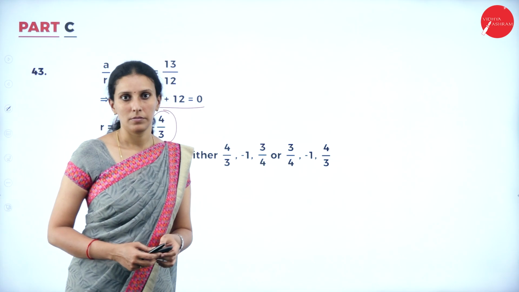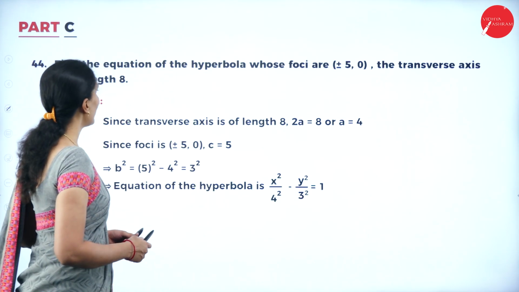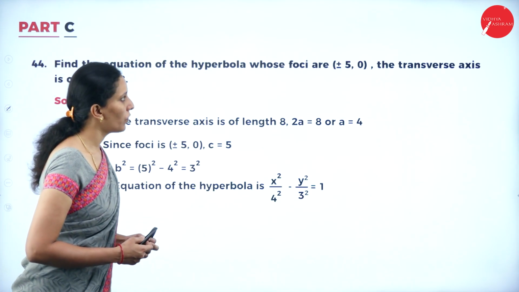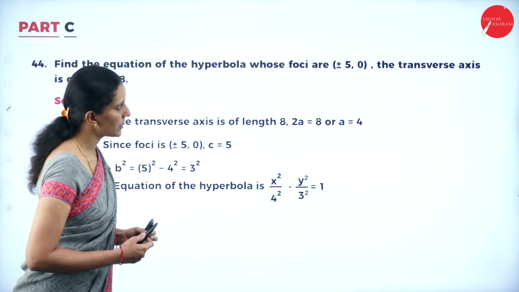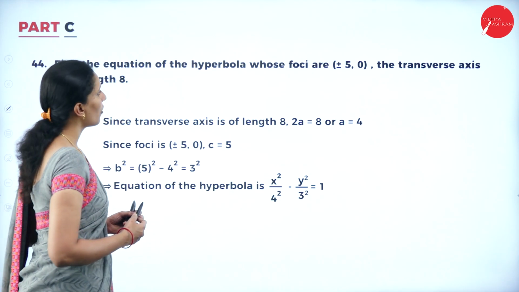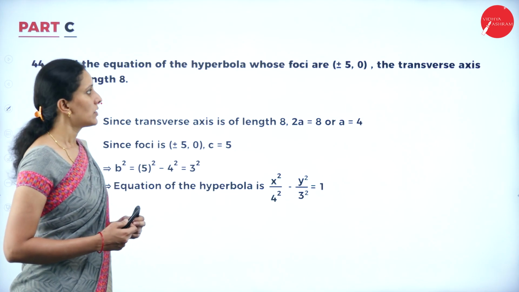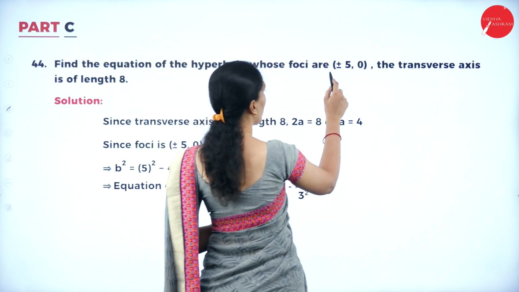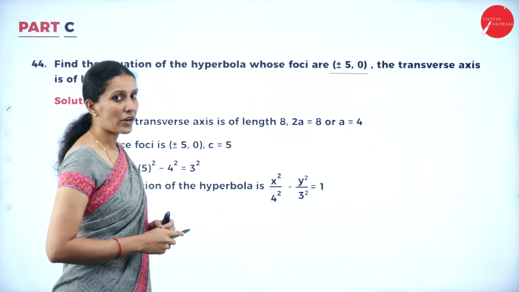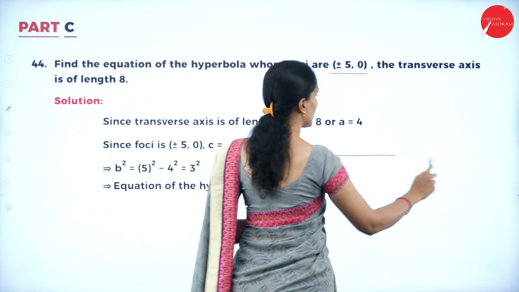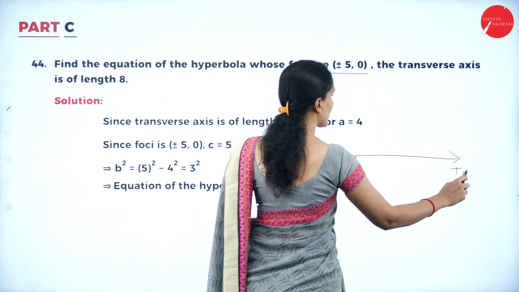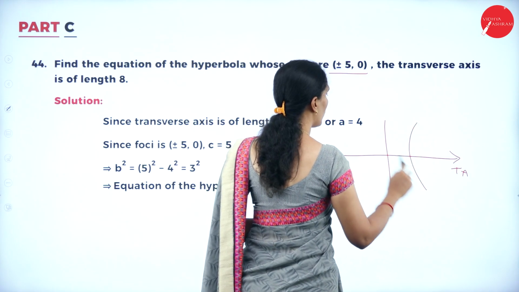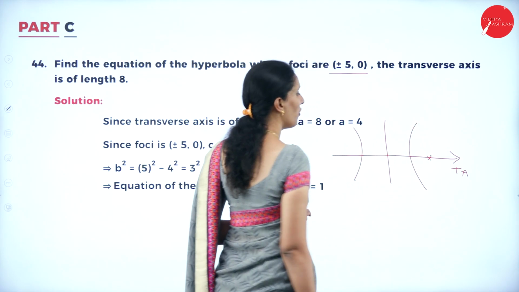Next question. Find the equation of the hyperbola whose foci are (plus or minus 5, 0) and the transverse axis is of length 8. So here, by observing the foci, the transverse axis is the x-axis. So this is our transverse axis, and therefore my hyperbola will lie here. So this is my focus.